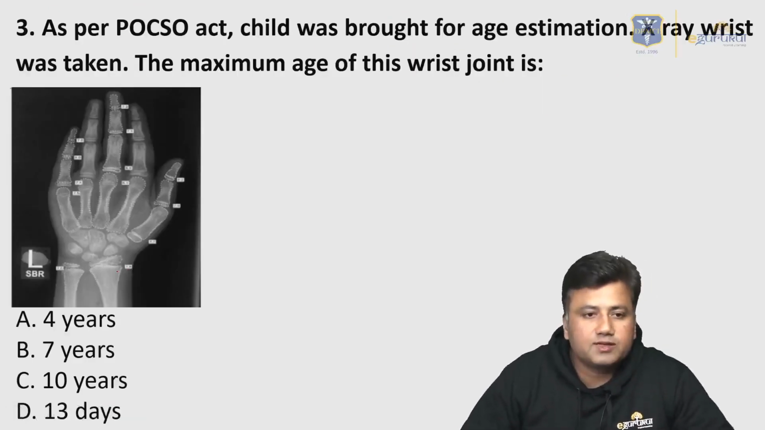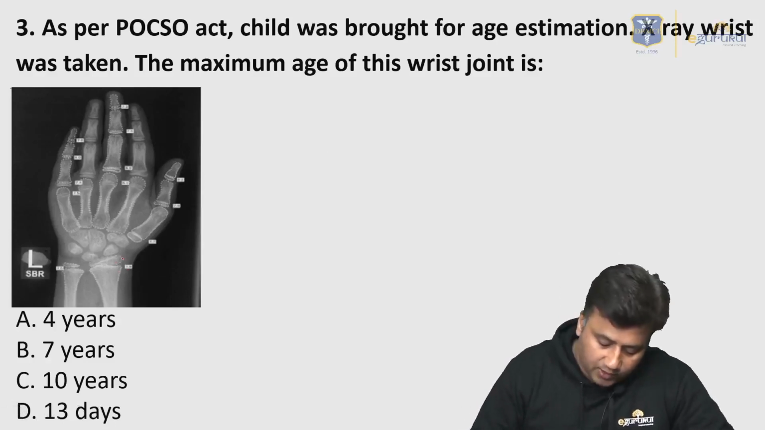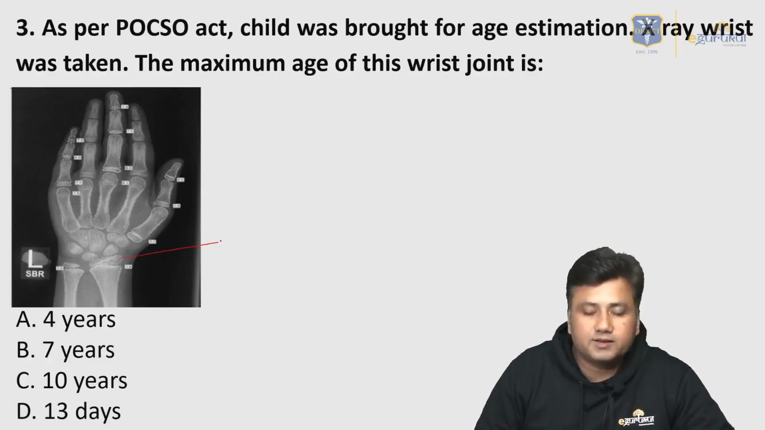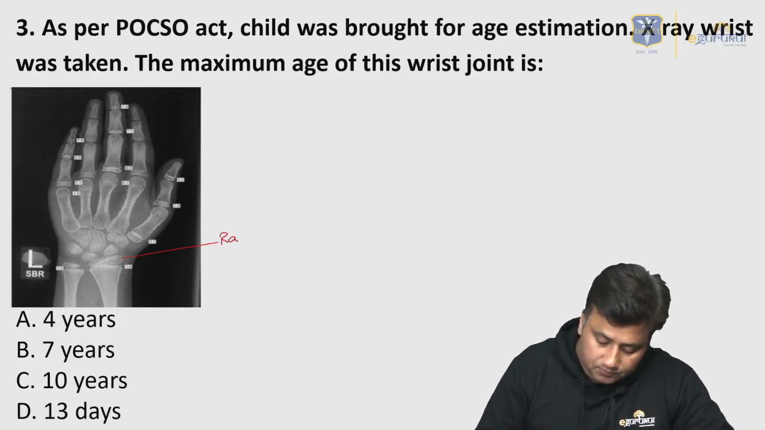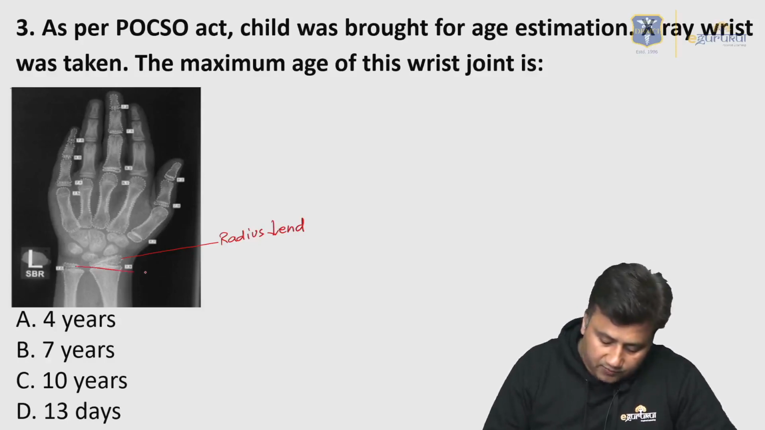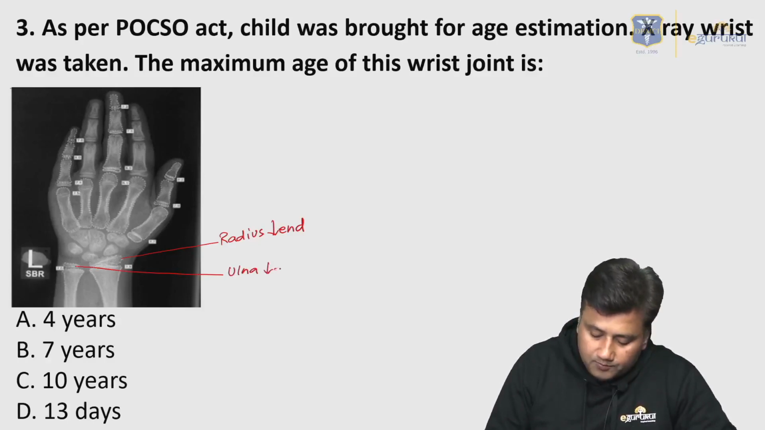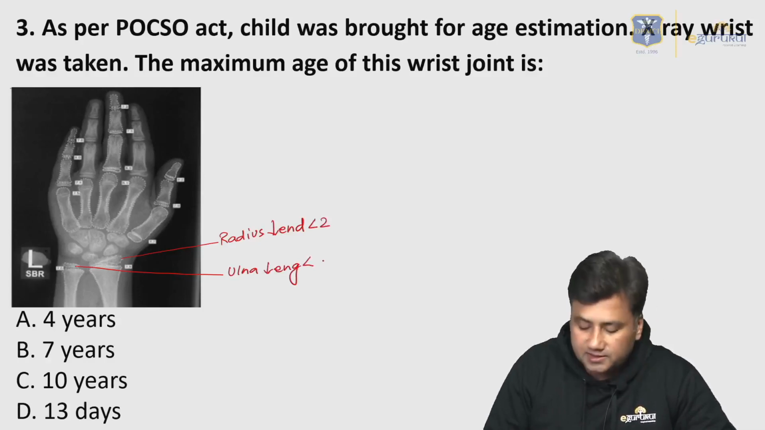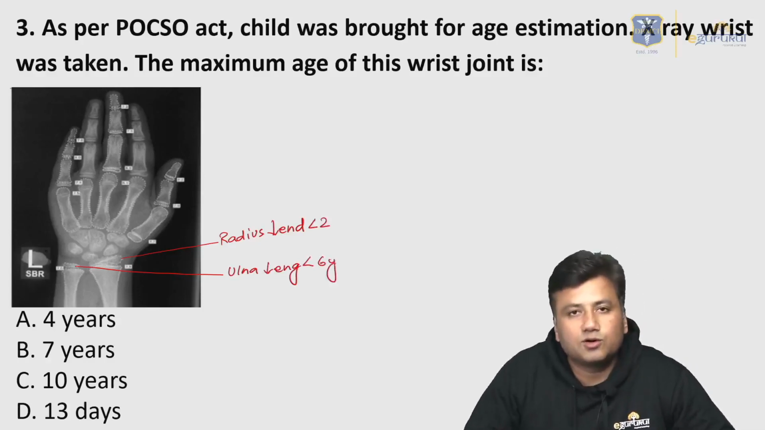So what we see in this photograph is that the lower end of radius has come, which arises at 2 years of age. So definitely the child is more than 2. The lower end of ulna has also come, which means that the person is greater than 6 years of age also.